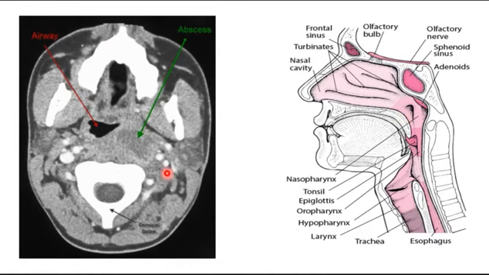This is again another case of a parapharyngeal abscess. We see a hypoattenuating region with a rim enhancement, compressing the pharynx and deflecting it to the other side.